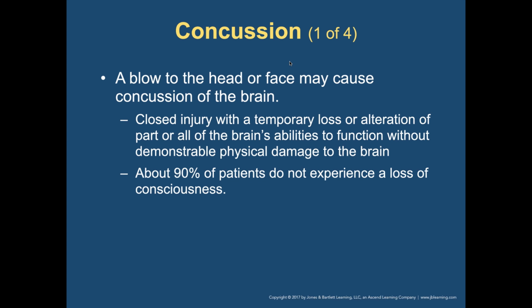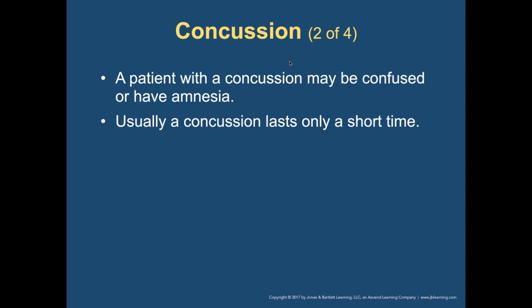A patient with a concussion may be confused or even have some amnesia. Occasionally, the patient may have retrograde amnesia, which means he or she can't remember anything leading up to the injury. If you get hit and it wipes out everything in your short-term memory leading up to it, that's retrograde. And then there's inability to remember events after the injury, which is called anterograde, which is post-traumatic. Not PTSD, but post-traumatic being after the event. Usually a concussion lasts only a short time. After a couple of days tops, usually the signs of the concussion are gone.